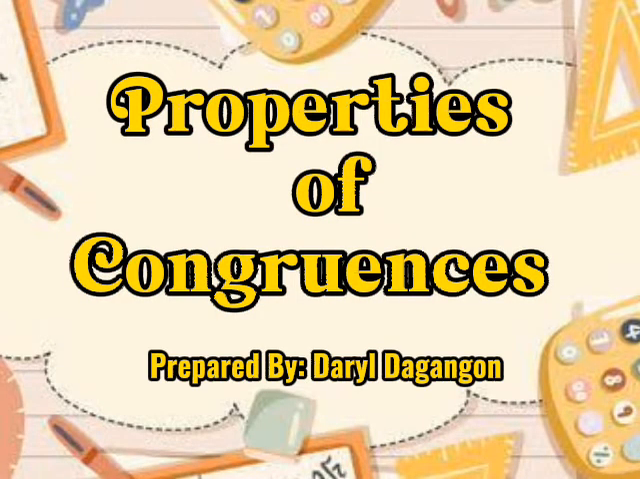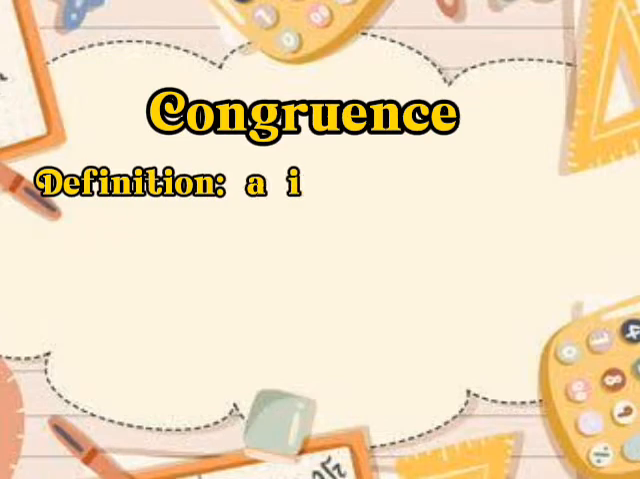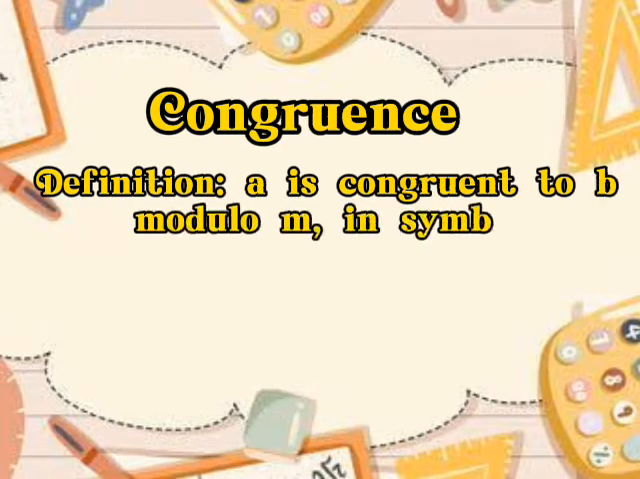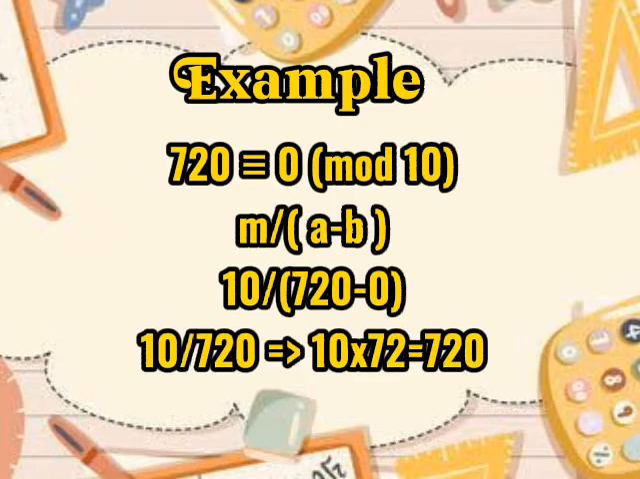Properties of congruences. Before we tackle the properties of congruences, let us first define what congruence is. Definition: A is congruent to B modulo M, in symbols A ≡ B (mod M), if and only if M divides A minus B. Example: 720 is congruent to 0 modulo 10.